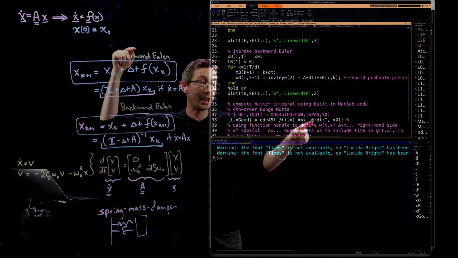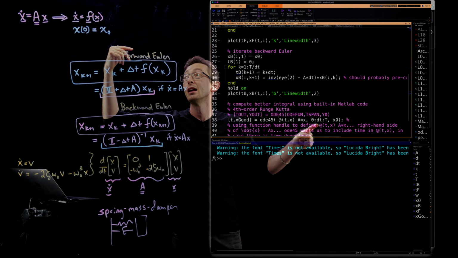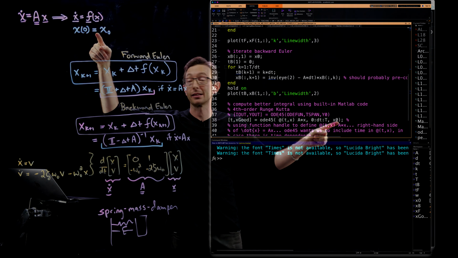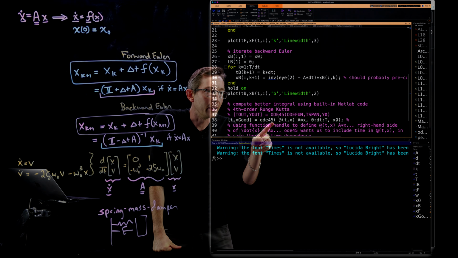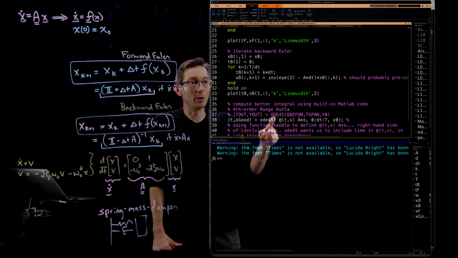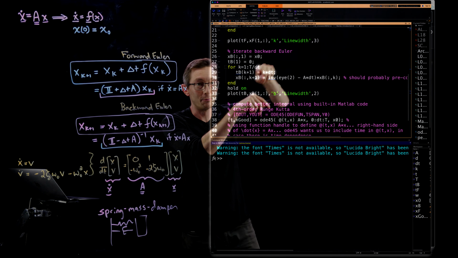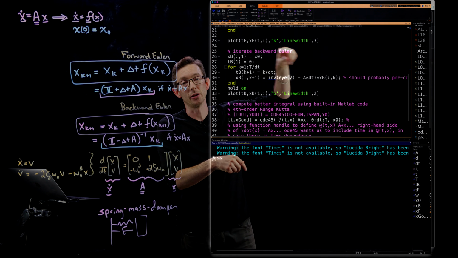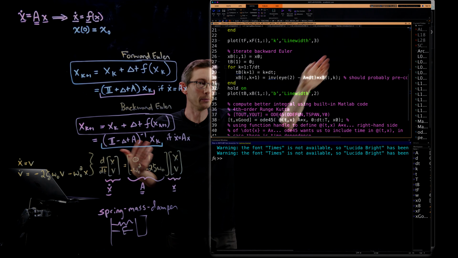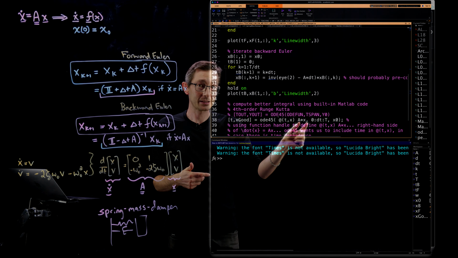It expects a time span that we're integrating, 0 to big T in increments of delta t, and it expects an initial condition x naught. Okay, and what do I have here? So I'm defining my ODE function. I could have defined a new function, my right-hand side or my linear function or my spring mass damper function, whatever, as a times x.